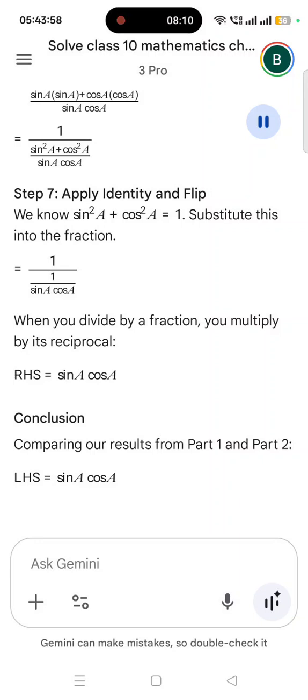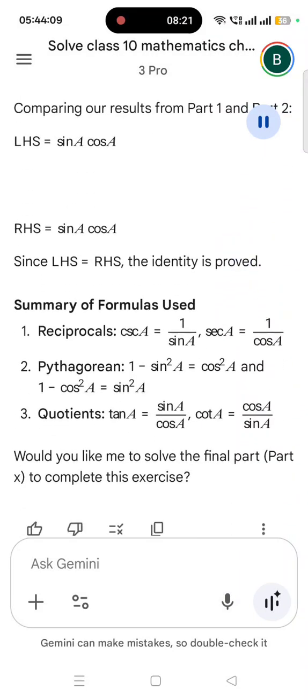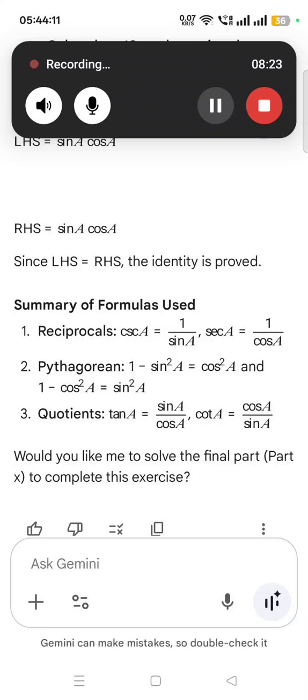When you divide by a fraction, you multiply by its reciprocal. Conclusion. Comparing our results from Part 1 and Part 2, since LHS equals RHS, the identity is proved. Summary of formulas used. 1. Reciprocals: cosec A equals 1 over sin A, sec A equals 1 over cos A. 2. Pythagorean: 1 minus sin squared A equals cos squared A, and 1 minus cos squared A equals sin squared A. 3. Quotients: tan A equals sin A over cos A, cot A equals cos A over sin A.